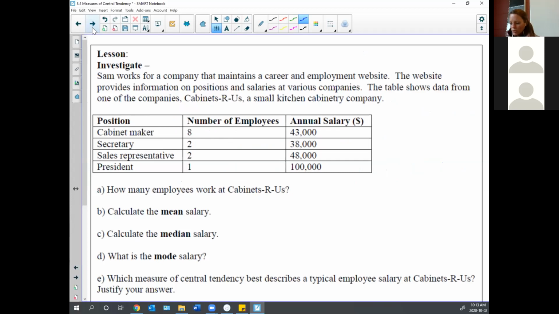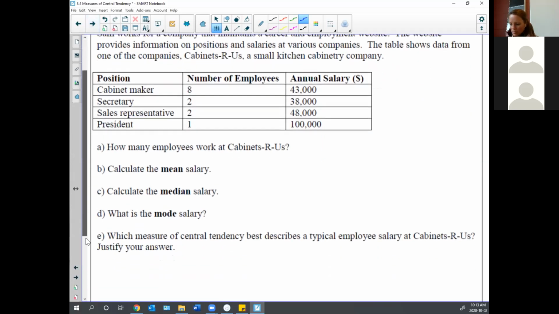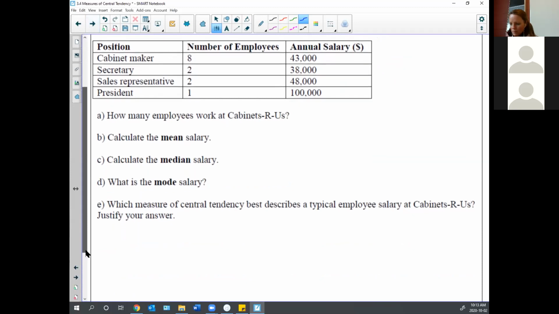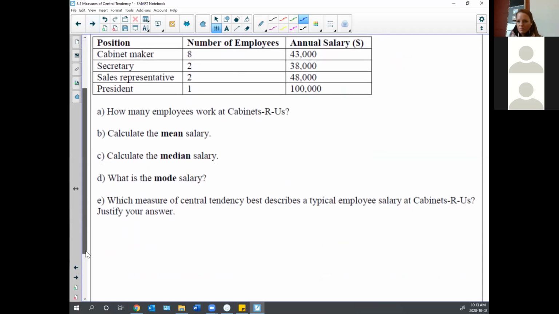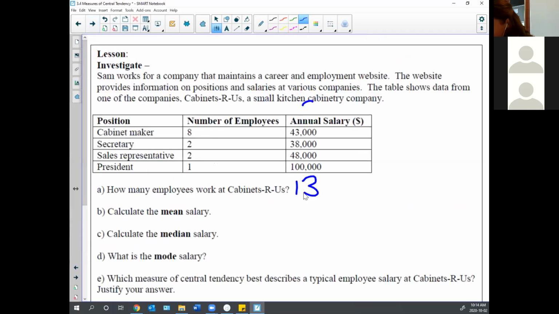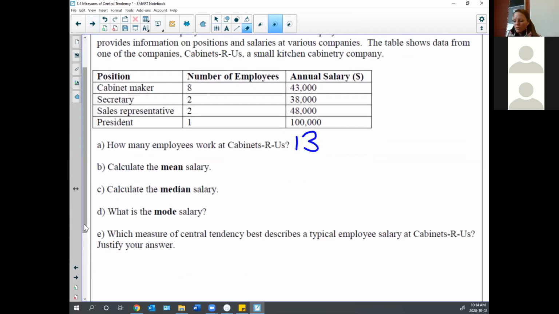How many total employees work at Cabinets R Us? 8 plus 2 plus 2 plus 1. That's 13, right? 13, yep. How are we going to calculate the mean salary? Add the data together and divide it.